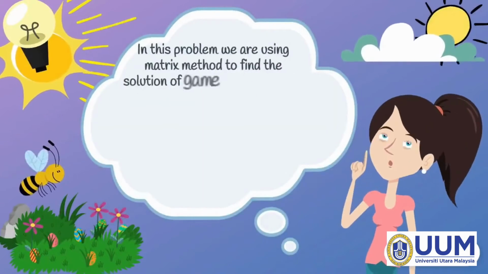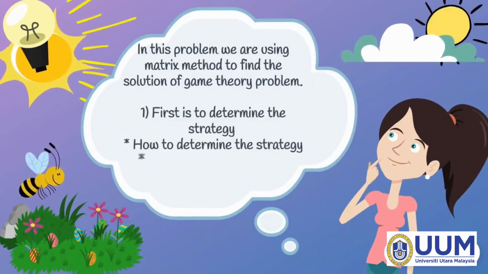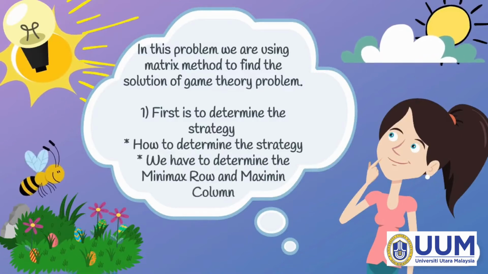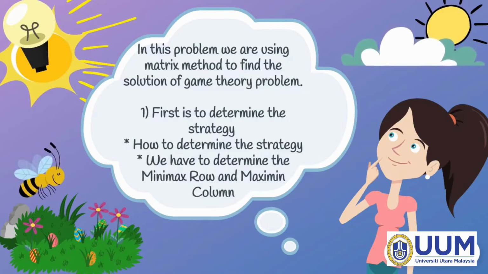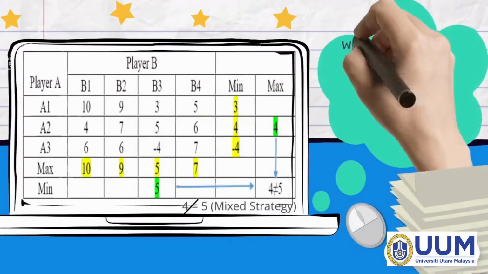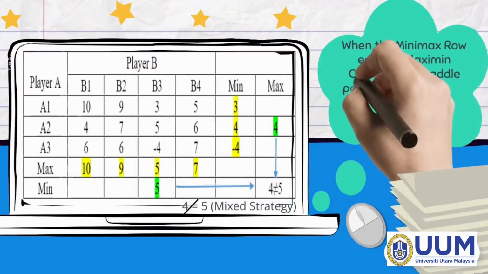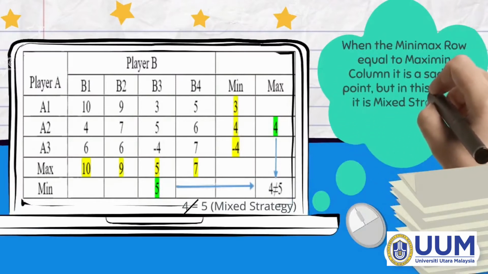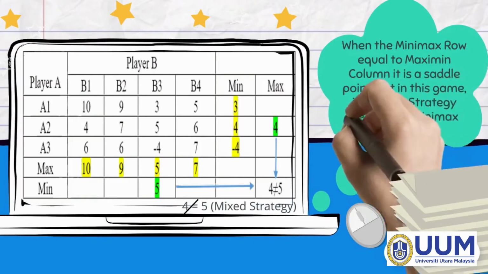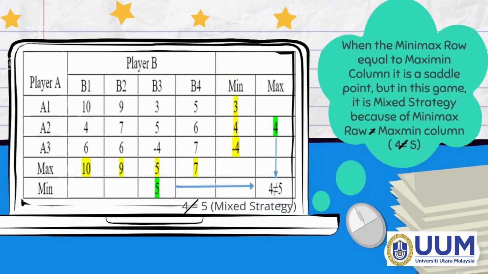In this problem, we are using the matrix method to find the solution of a game theory problem. First is to determine the strategy. To determine the strategy, we have to determine the minimax row and maximin column. In this table, we can see that the minimum value for row A1 is 3, A2 is 4, and A3 is negative 4. From these three minimum values, we have to find the maximum value. The maximum value is 4, which is from row A2. So the minimax row value is 4.